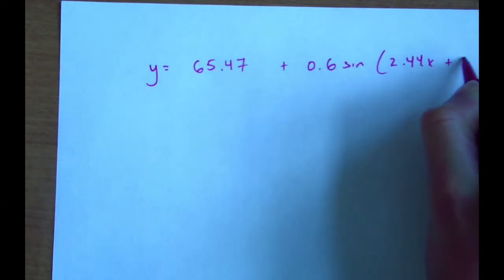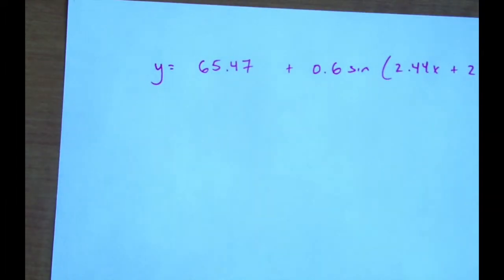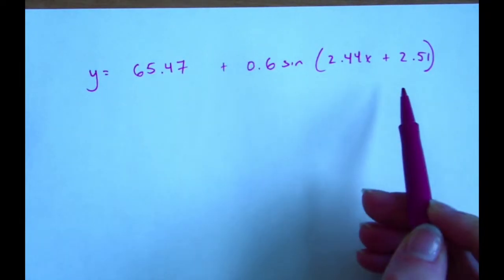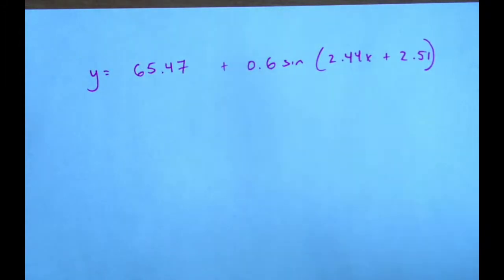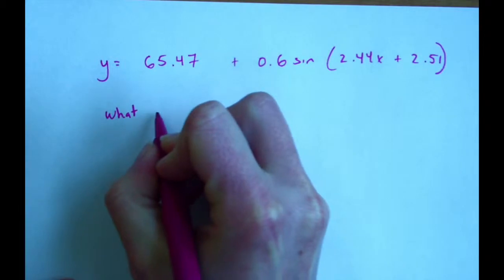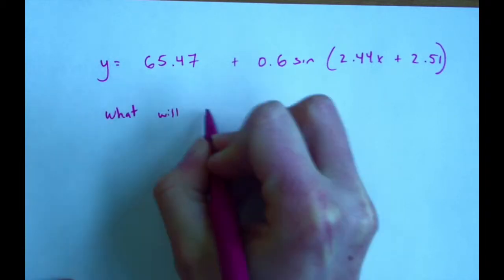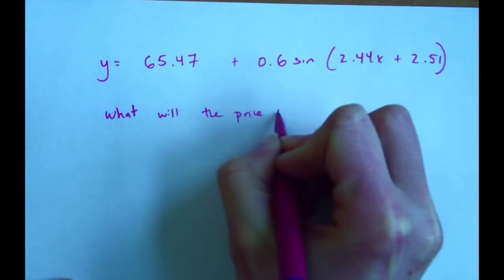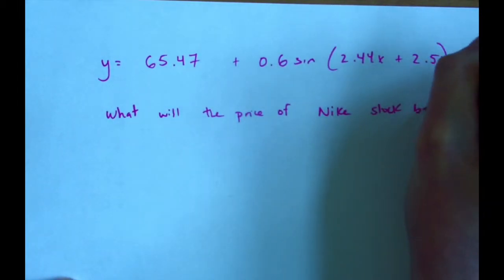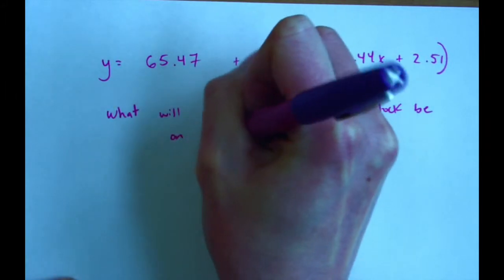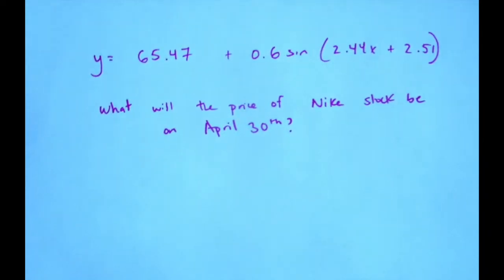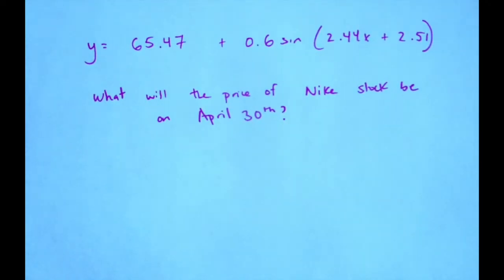For my sinusoidal equation. So with this Nike equation, how am I going to be able to predict what kind of the question I'm asking myself, what I need to figure out for my stock portfolio, is what will the price of Nike stock be on April 30th?